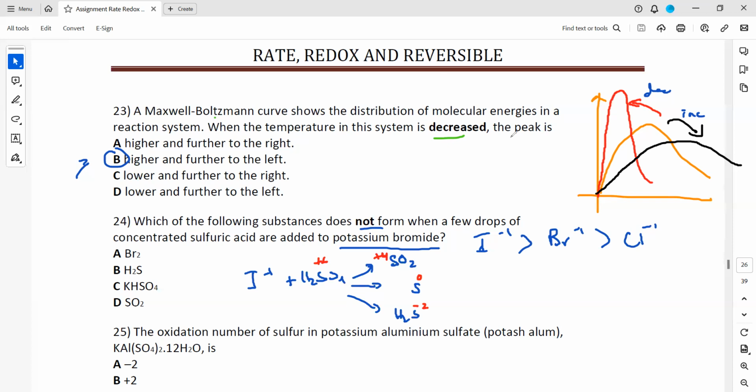But when bromide is there, compared to iodide, it is a weak reducing agent. It will also reduce sulfur, so it will produce sulfur dioxide and it will produce sulfur, but it is not able to produce hydrogen sulfide. That's why B is the right answer.